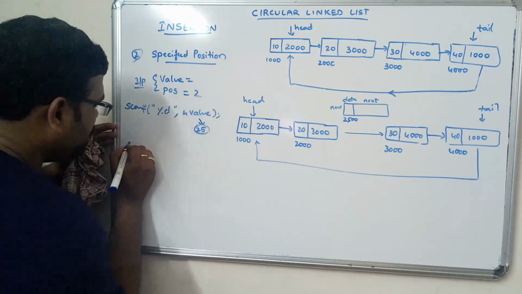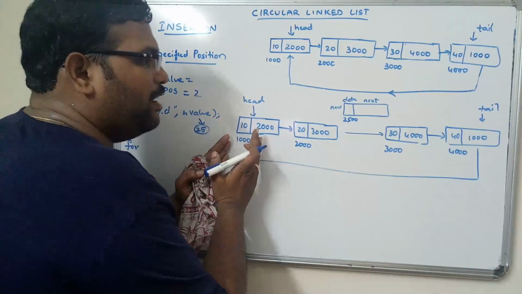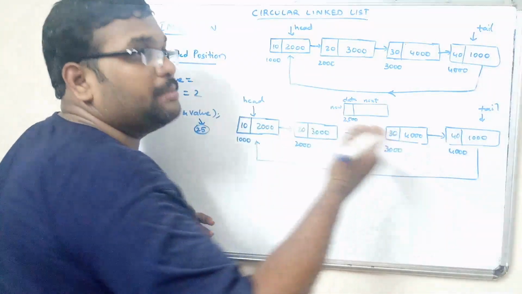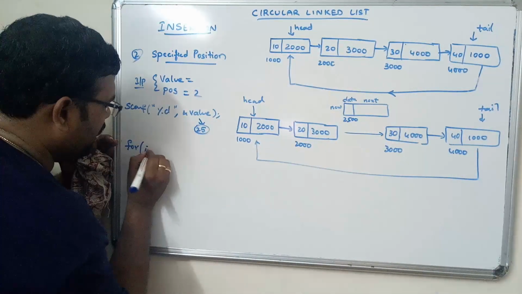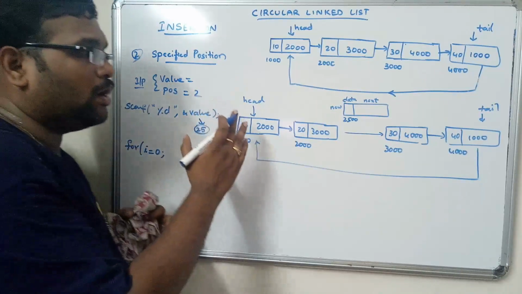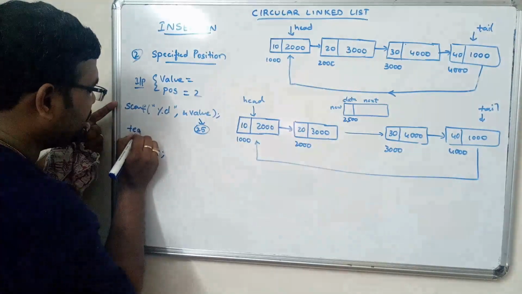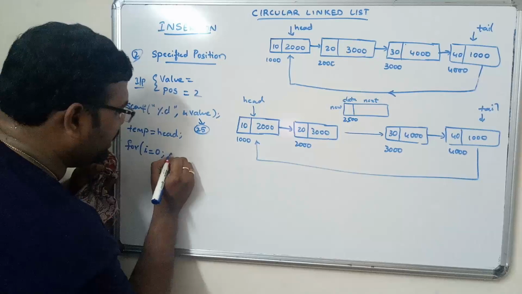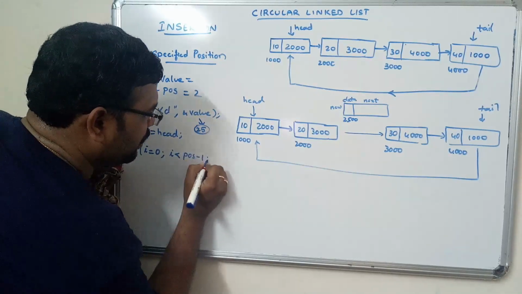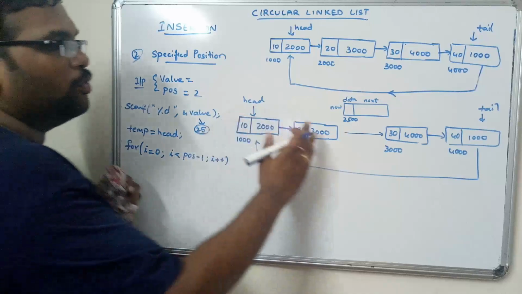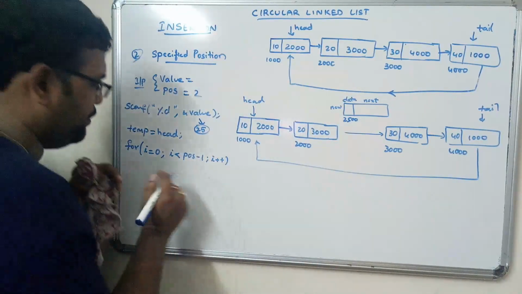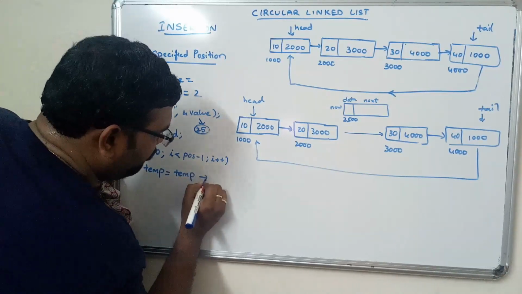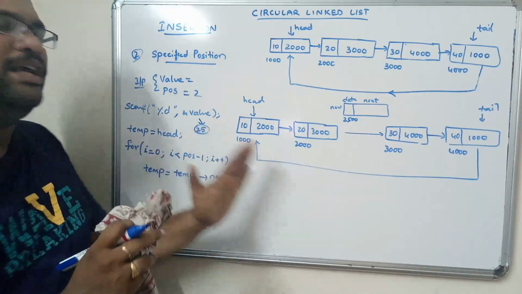At the position 2, we have to shift from the head to the current position, that means position minus 1. So for i is equal to 0, we should not change the head. So just initialize head to some temporary variable. Temp is equal to head. Now for i is equal to 0, i less than position minus 1, i plus plus. So it will move until it reaches position minus 1. What should be done? Temp is equal to temp of next. So simply we are moving the temporary variable.